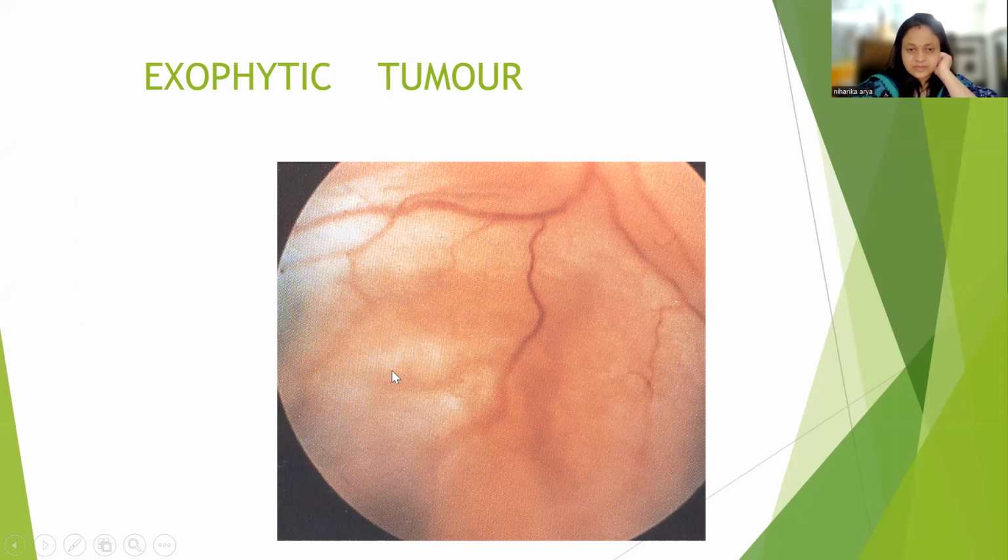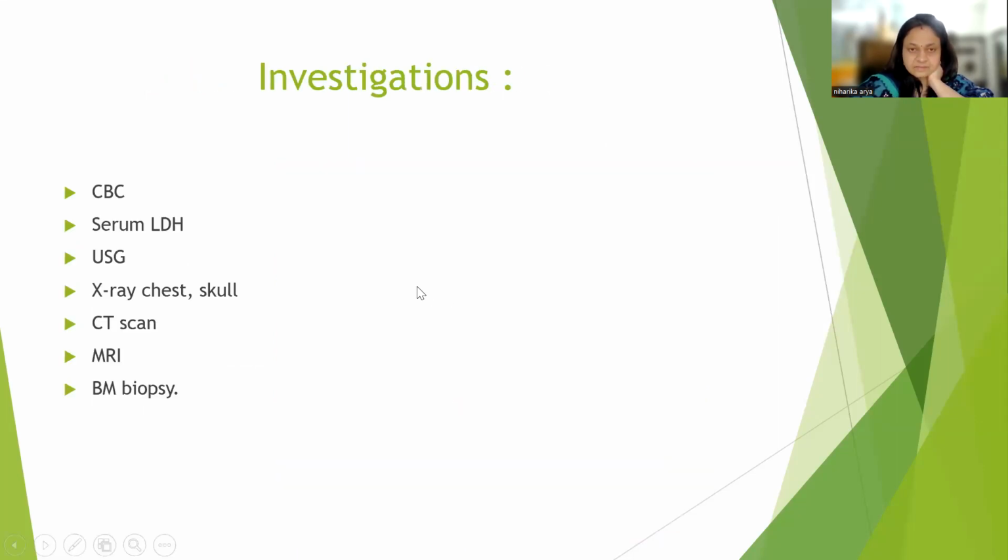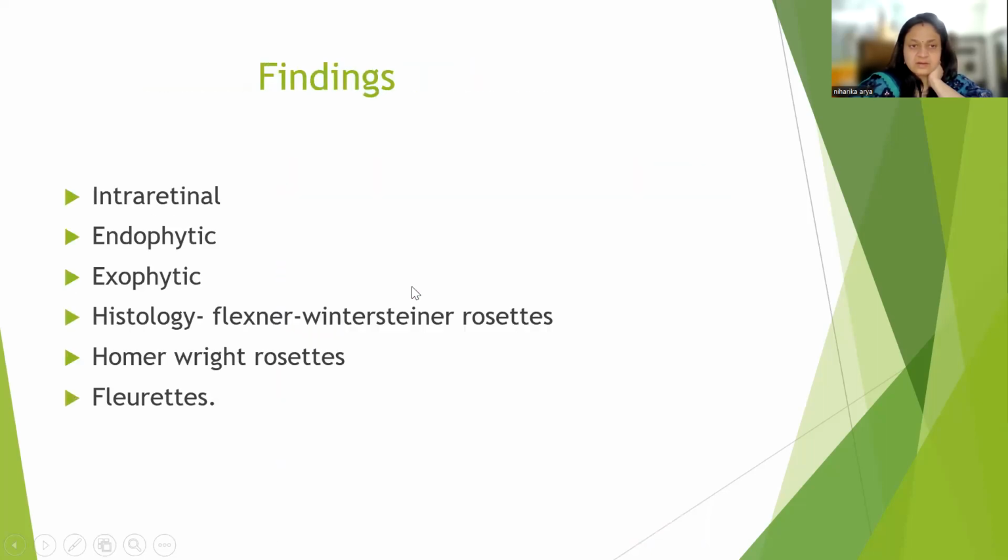Here you can see the growth which is coming outside, which is the growth toward the sclera. So you can't see any bulging over the retina. Okay. So these are some of the findings you can see: the intraretinal, endophytic, exophytic. In histology, you can see the three characteristic features, that is the Flexner-Wintersteiner rosette, Homer Wright rosette, and the fleurette. So you have to learn these three important.